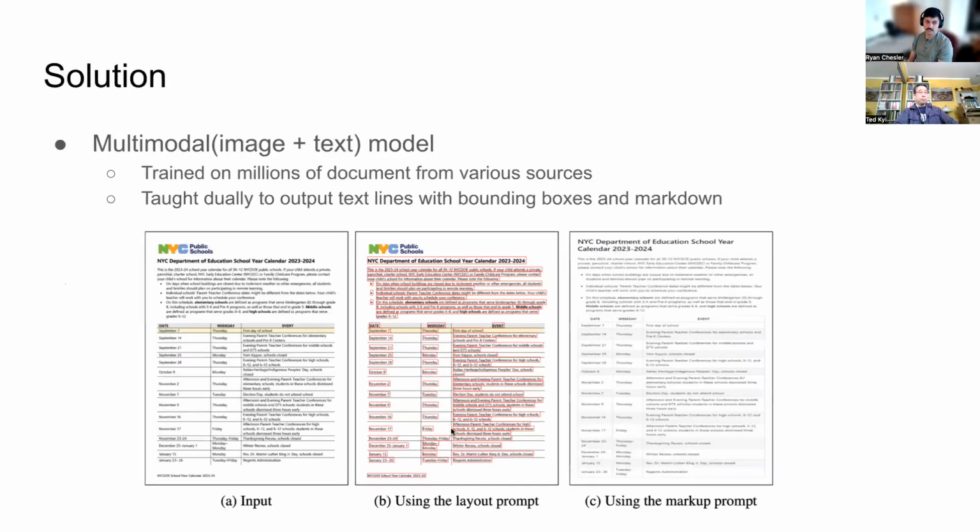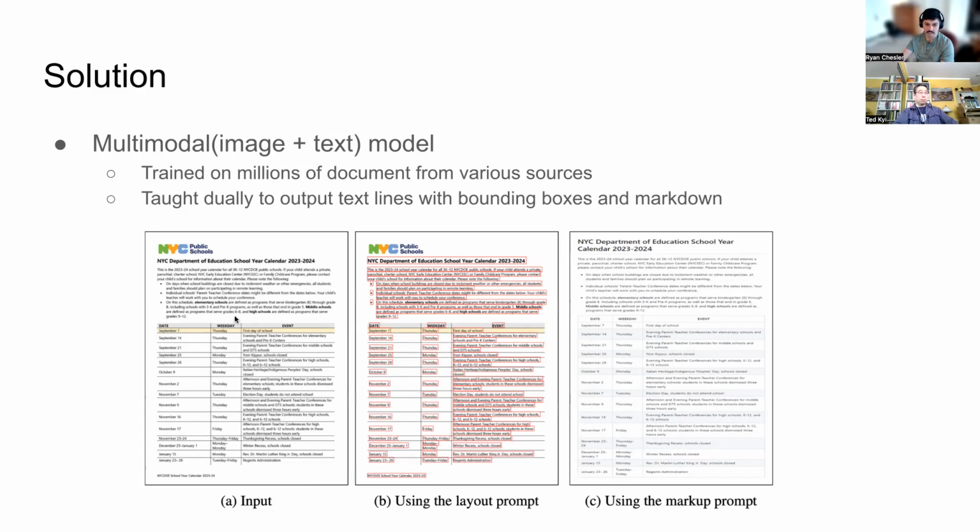So the solution that they came up with, this is actually a paper from Microsoft, is to make a multimodal model. This takes in image and text input, and then can do various things with it. The way that they train this model is it's taught two things simultaneously. Imagine you give the model this image and then you give it a prompt, and one prompt is saying basically output layout information, and another prompt is saying output markup. And so this is what it would kind of look like out of the model.